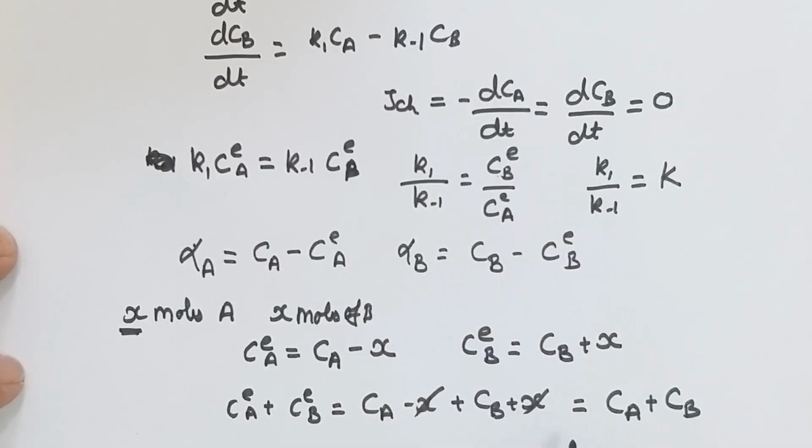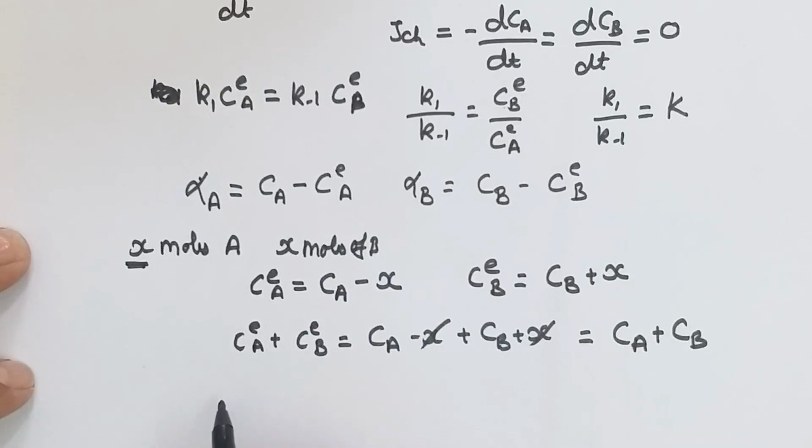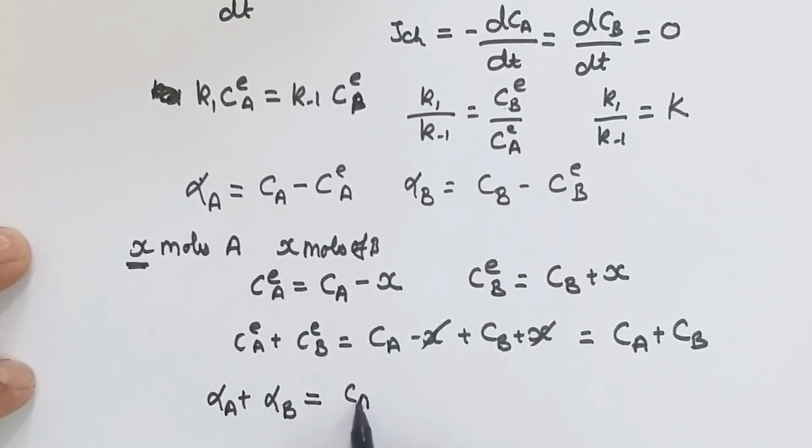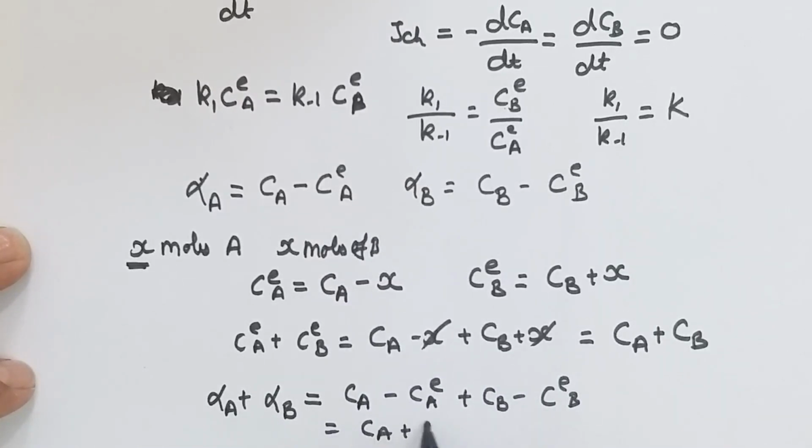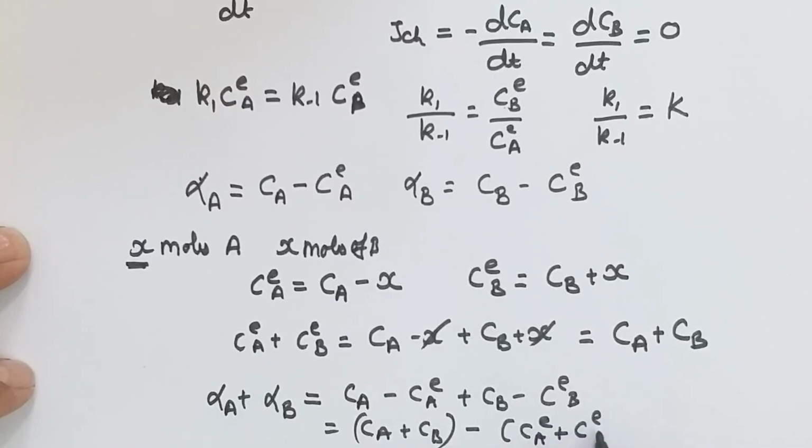So what we can again do over here is add both these terms also. When we add them, we will have alpha A plus alpha B, and that will be equal to CA minus CAE plus CB minus CBE. So over here we will have CA plus CB, and then we can take minus common and we will have CAE plus CBE.